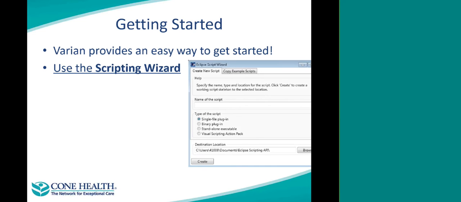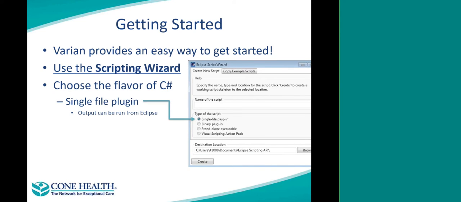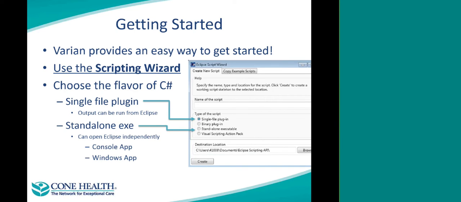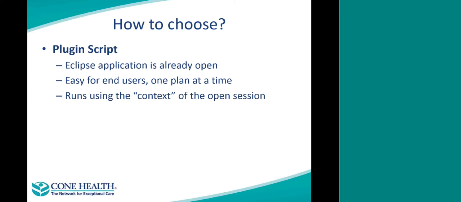You use the scripting wizard, and there are a few flavors of that. There's a single file plugin and a standalone executable, and they're used for sort of different purposes. The single file plugin, if you're choosing between the two, is something that is run in the Eclipse scripting application. So it's what your end users might use to repeat some of this code that you're creating for them.